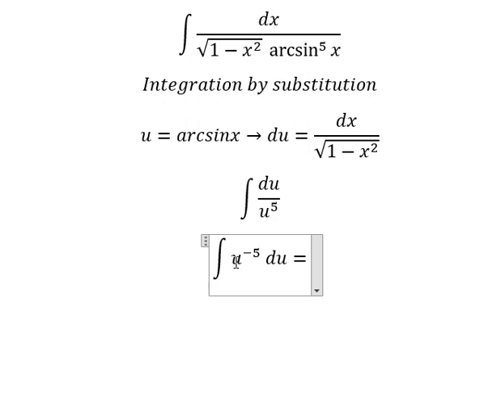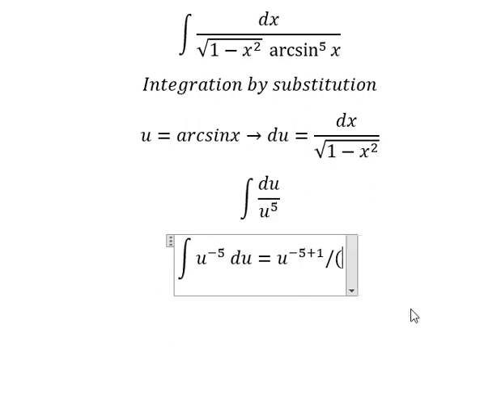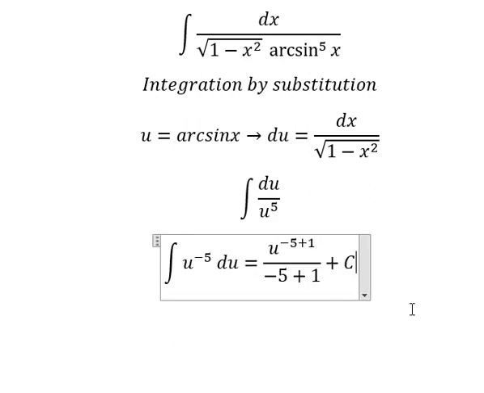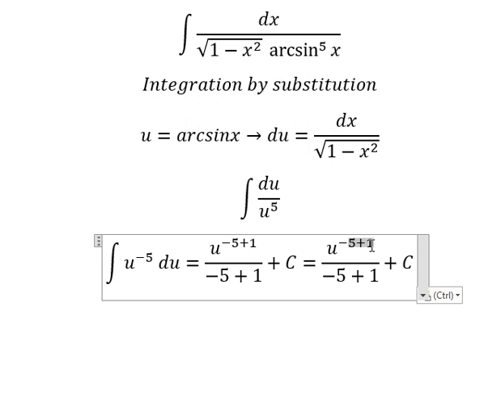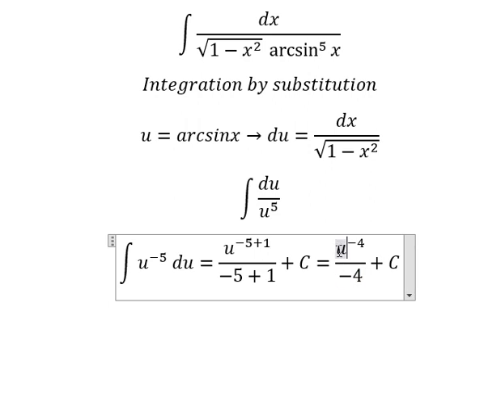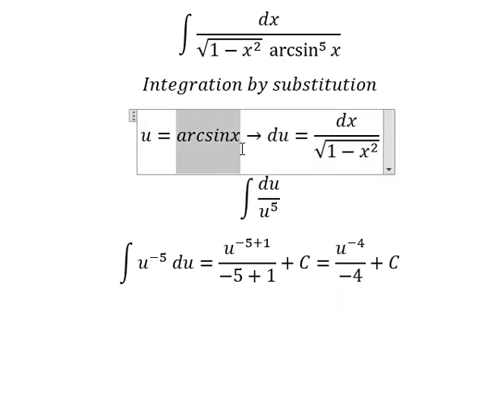And now we can apply the formula in here. So this one we have negative 4. This one we have negative 4 over u, that is about this one.